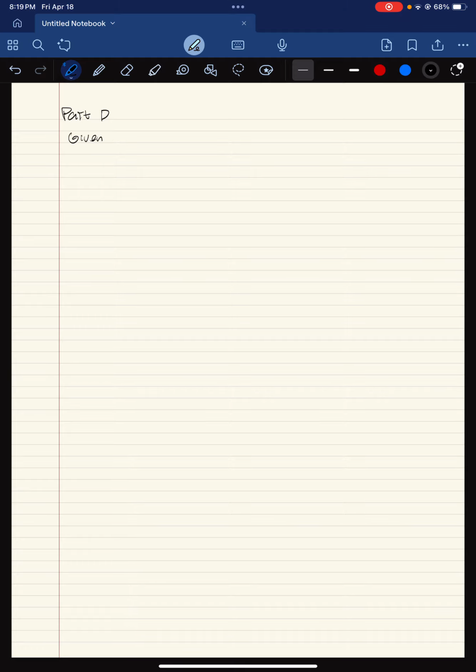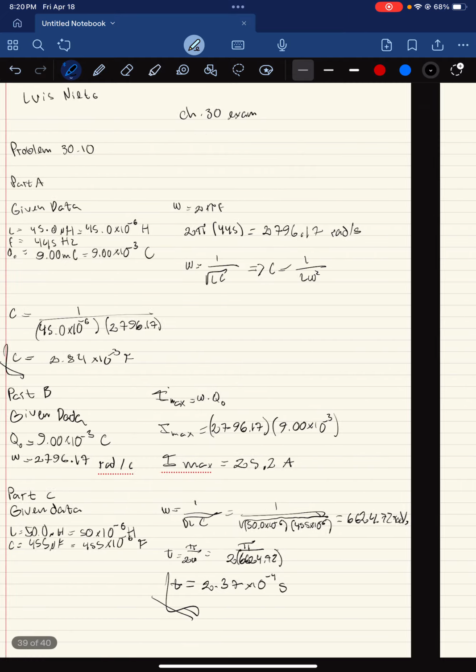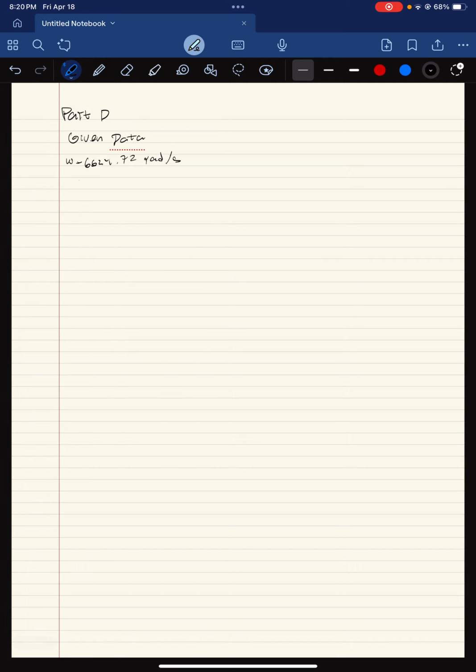Given data. Find the magnitude of the current in the circuit at this time. Yeah. So, the given data, we have the radians per second and the coulombs ready. 6,624.72 radians per second, am I right? Yeah. And the coulombs, 0.400 times 10 to the -3 coulombs, correct.